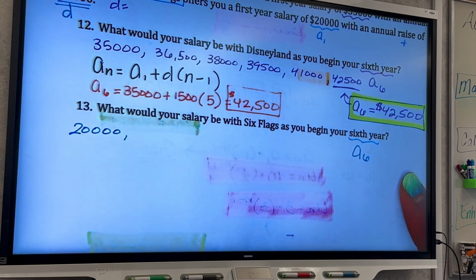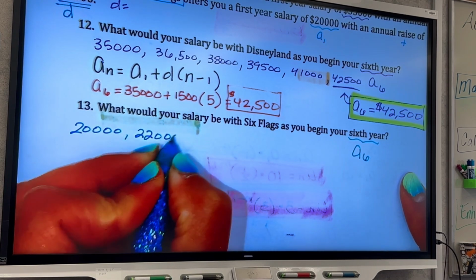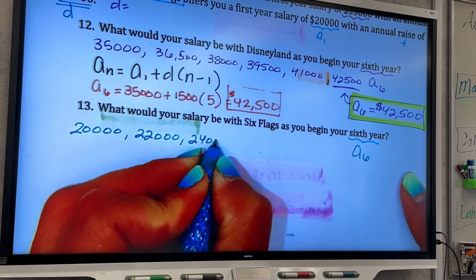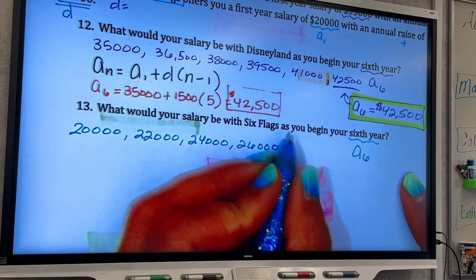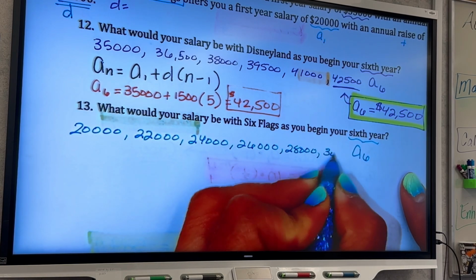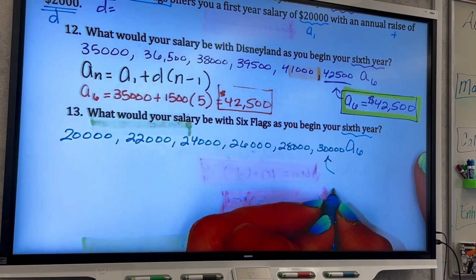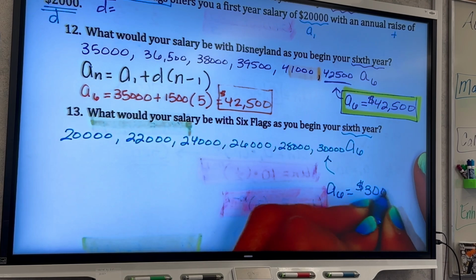And what are we adding on every year? 2,000. So the next one would be 22K. And then it's just counting by even numbers, right? 24K, 26K, 28K, and 30K. 30,000. That is our 6th term. So A sub 6 is 30,000.